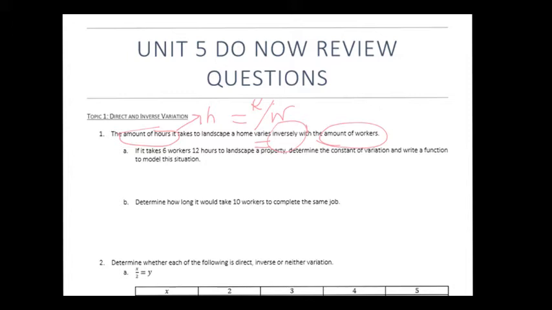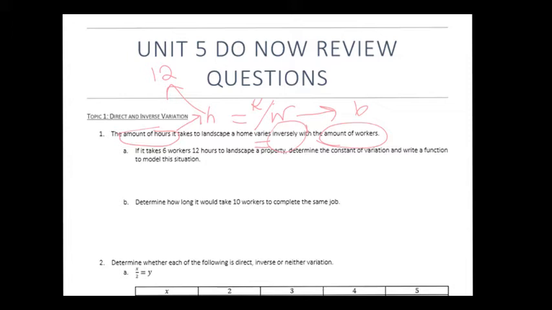So part A of the problem says it takes 6 workers. Workers is going to be W. So 6 workers takes them 12 hours to landscape a property, and they want to know what the constant of variation is. So that works out because then we only have one unknown, and then I can use that to figure out k and then write the problem.